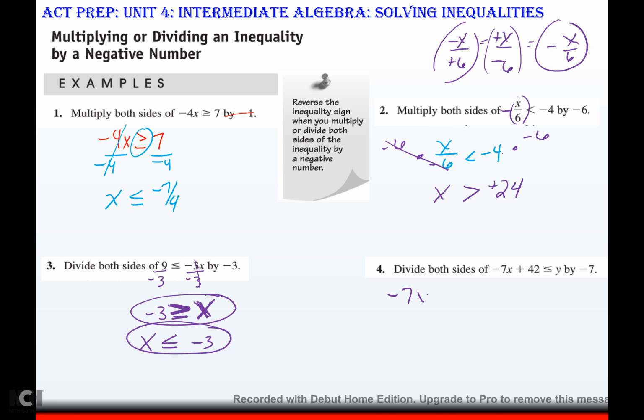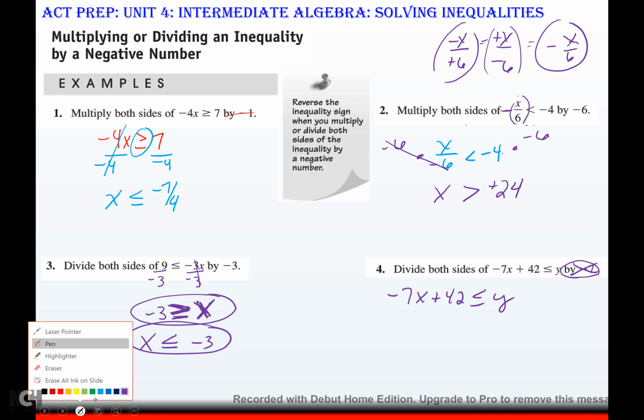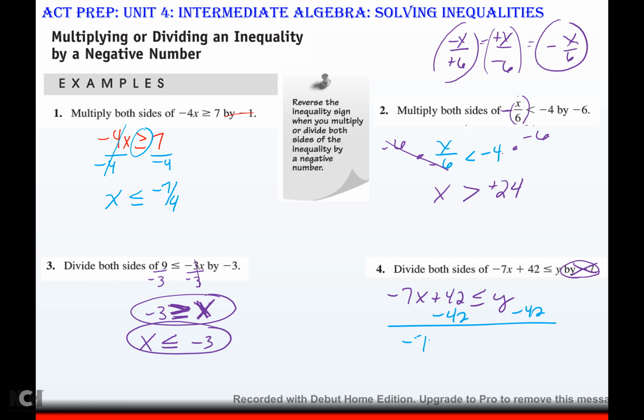Okay? All right, this one, we're solving for x. We have -7x plus 42 less than or equal to y. If we're trying to get x alone, they're telling you to divide both sides by -7, which I would never do as the first step. I would actually subtract 42 first, so -7x is less than or equal to y minus 42. Subtracting does not flip it.